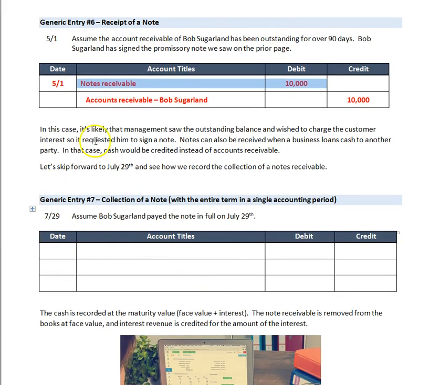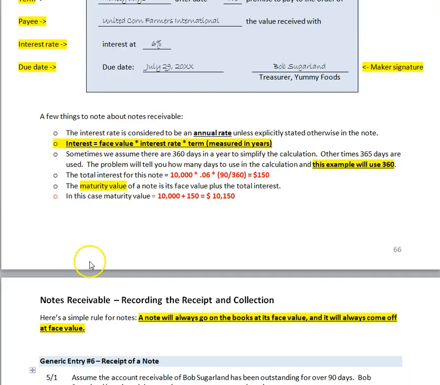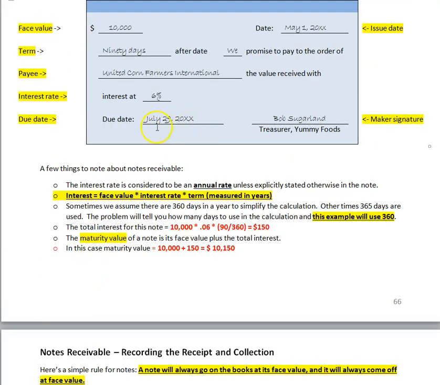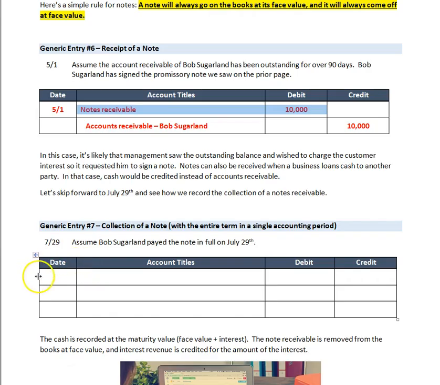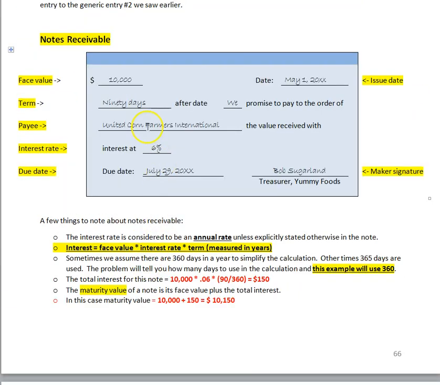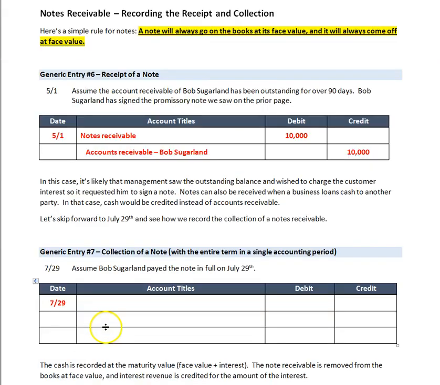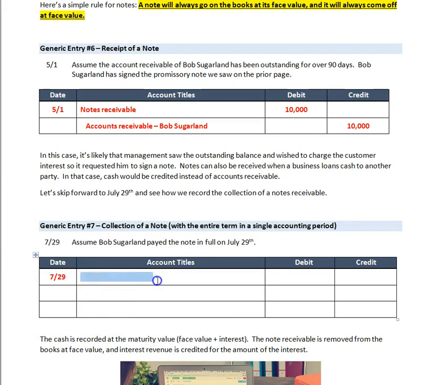Alright, the 3 months will pass, so 7/29, the due date of the note, is going to come eventually. So Bob Sugarland paid the full note. Remember, we're accounting for it as if we're United Corn Farmers, not Bob. So we're going to receive the cash. We're going to receive $10,000 plus $150.